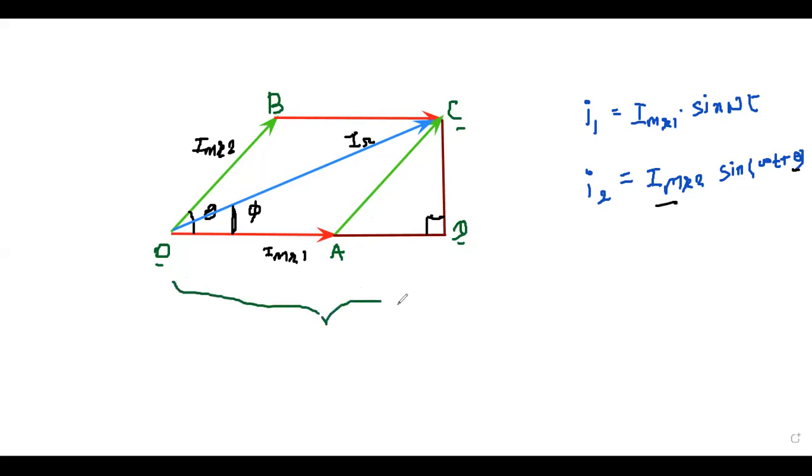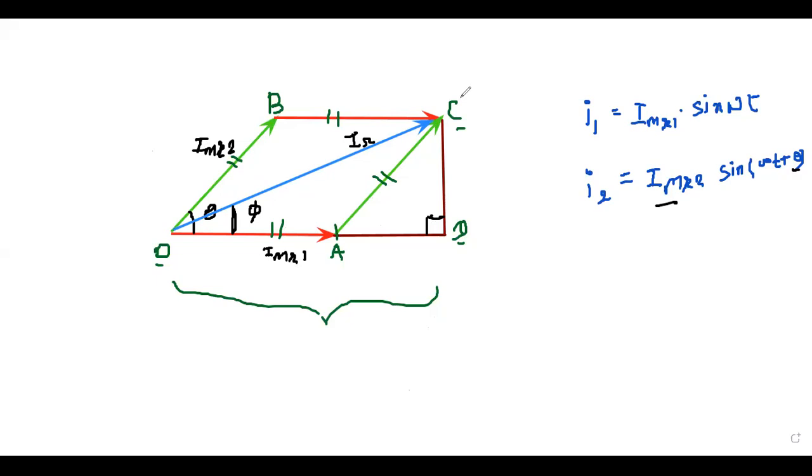In this OD, I don't know the whole length of OD, but yes, I know up to OA, that is IMR1. AC I know or not? Yes, AC is equal and parallel to OB. If OB is IMR2, then definitely AC is also IMR2, right? Because these two are equal. Similarly, these two are equal. You will soon understand why we are doing this extra projection over here.